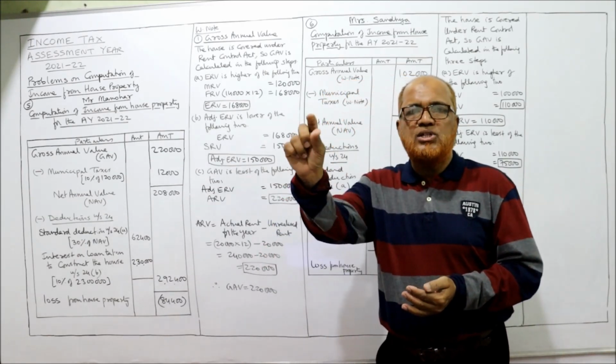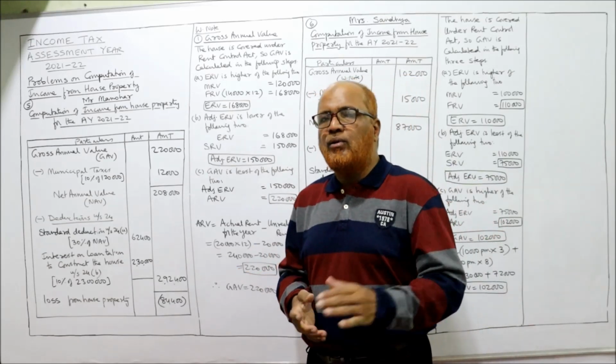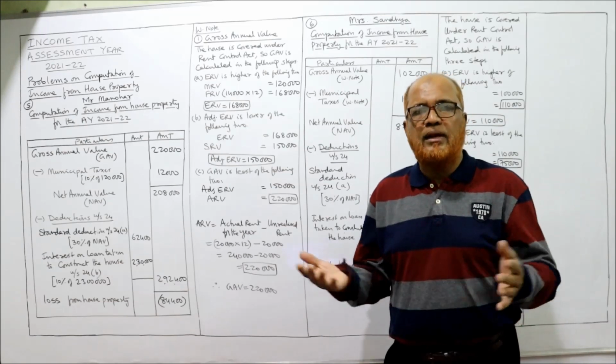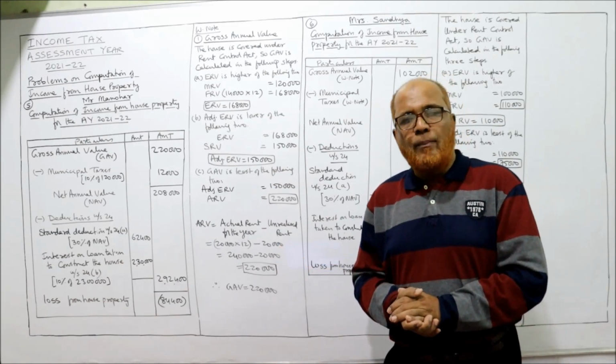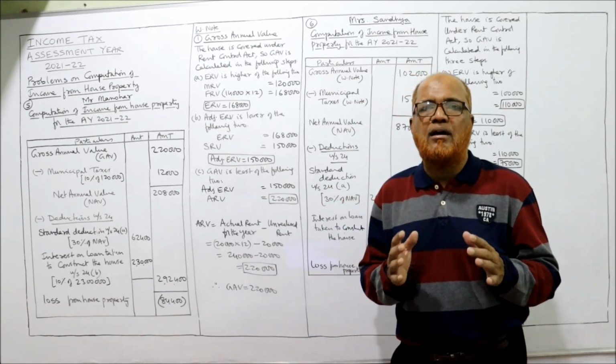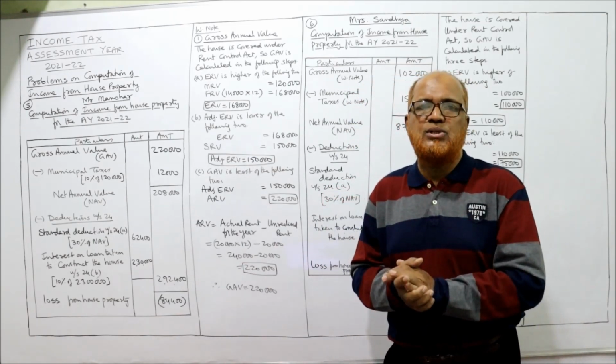After finding out the GAV, deduct the municipal taxes. We'll get the NAV, net annual value. Deduct the deductions under section 24, 24A, 24B. We'll get the income from house property. Comparatively, this head of income from house property is much easier compared to other heads. That's why be perfect on the provisions of this.